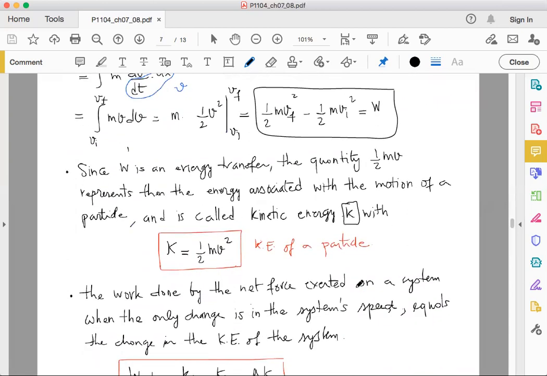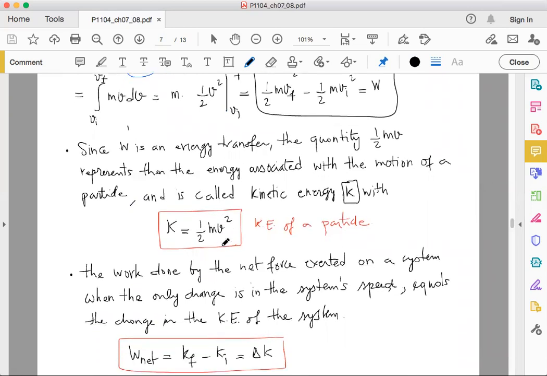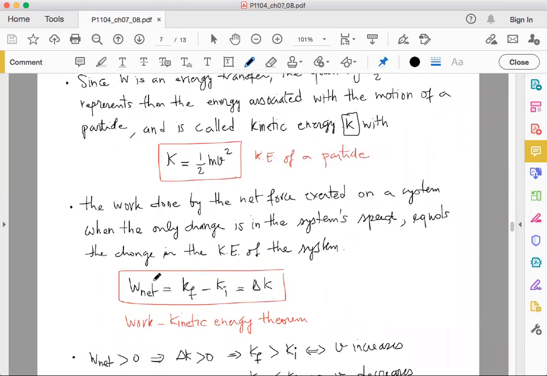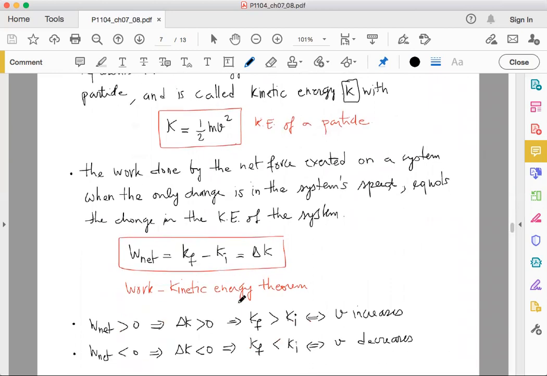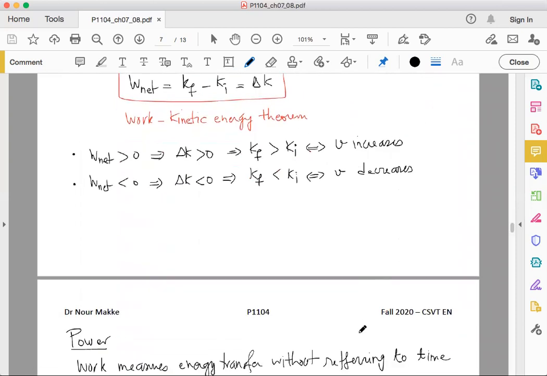All you need to know from this section is that the kinetic energy has the following form. It's half mv squared, where m is the mass of the particle and v is its speed. And the work-kinetic energy theorem is given by W net equals delta K, that is K final minus K initial. And so, of course, W could be positive or negative. Through the work-kinetic energy theorem, we can explain this in terms of the speed of the particle as increasing or decreasing.